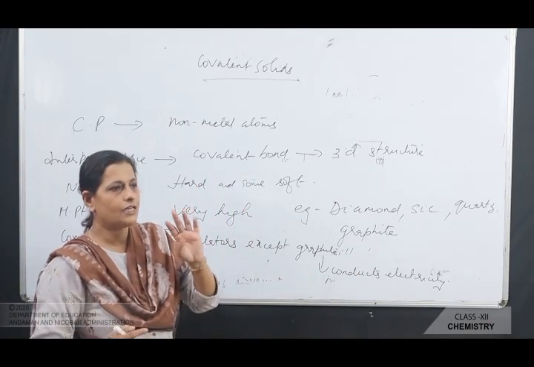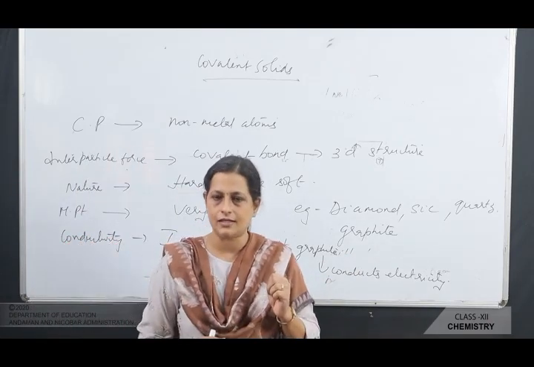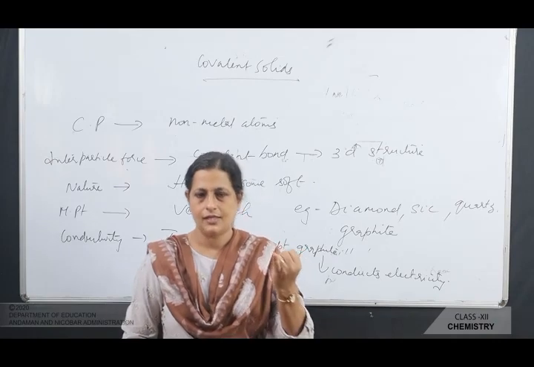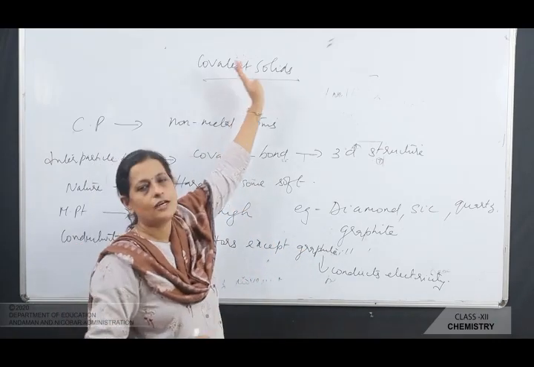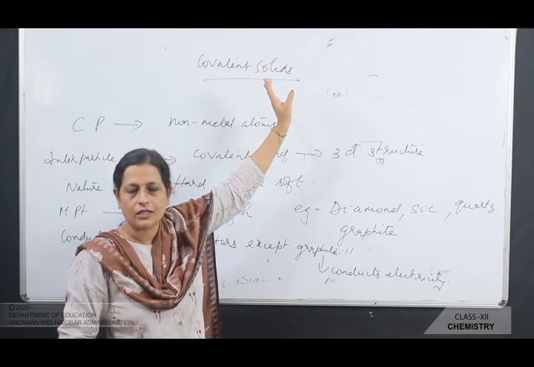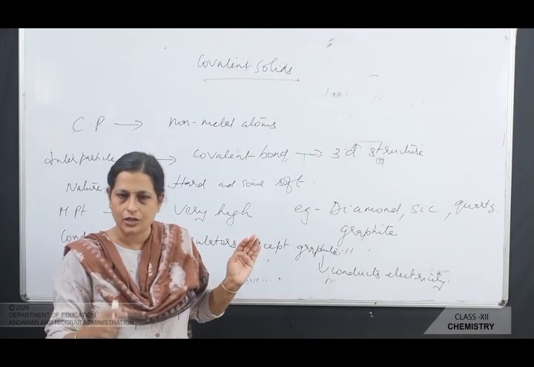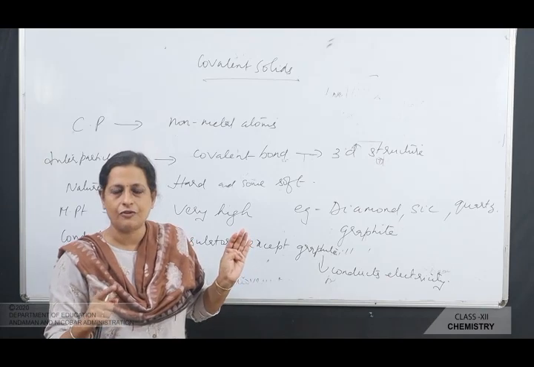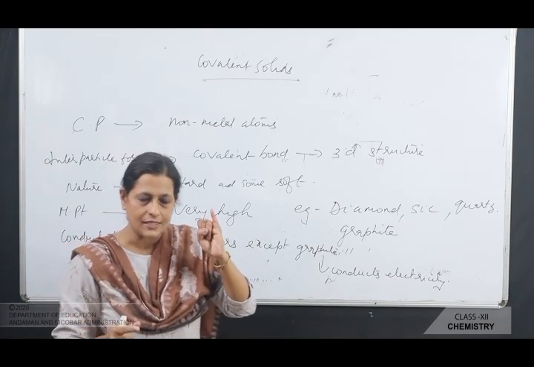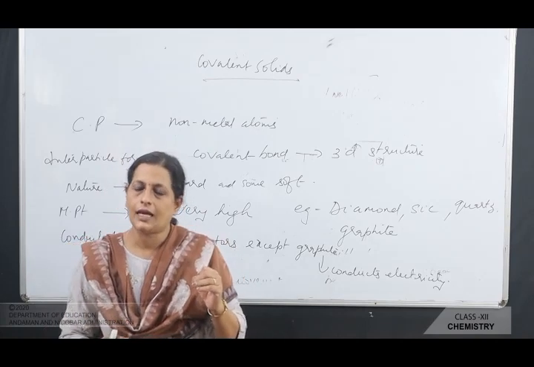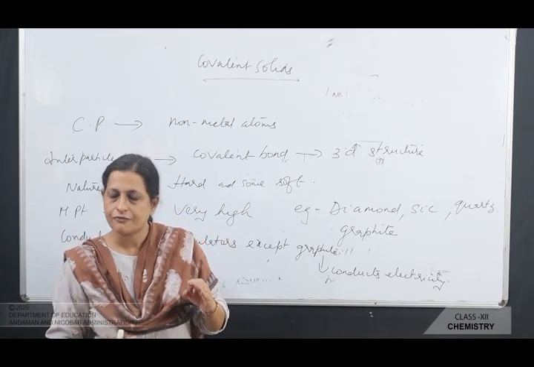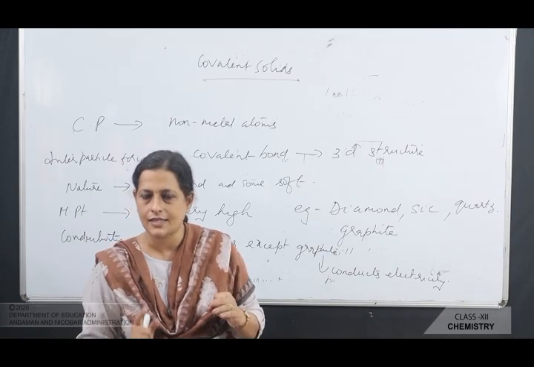So understood? These are the four different types of crystalline solids. First is molecular solid. Second is ionic solid. Third is metallic solid. And the last one is covalent solid. In case of molecular solid, the constituent particles are molecules and the interparticle forces are either van der Waals dispersion force or hydrogen bond or dipole-dipole interaction. They are soft and bad conductors of heat and electricity.